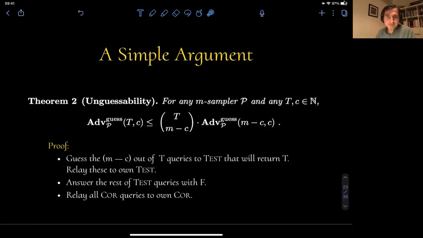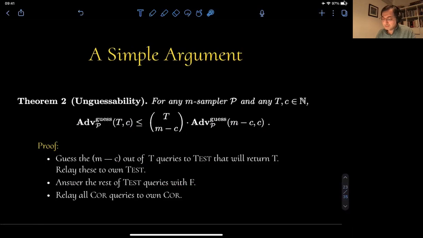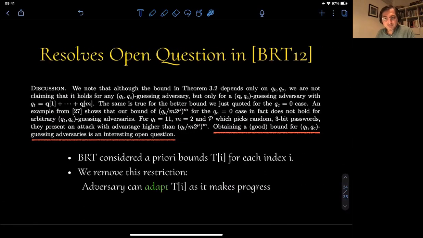This rather simple argument actually resolved an open question left in BRT, where the authors considered the setting where there is an a priori bound Ti for each i. And this is a somewhat important restriction in the sense that an adversary in practice could actually adapt the number of queries that it is making as it makes progress in different instances.